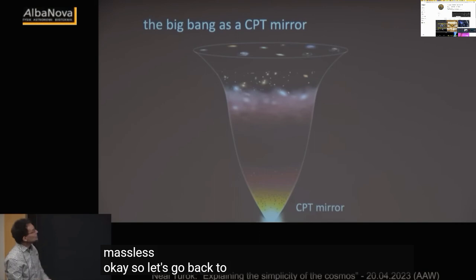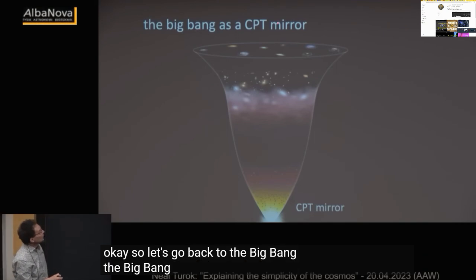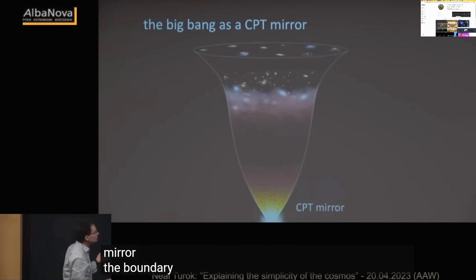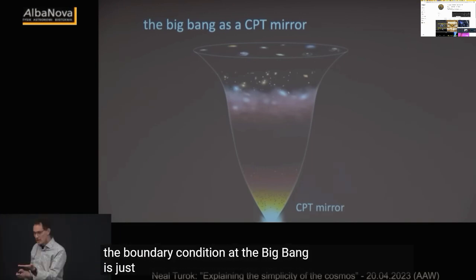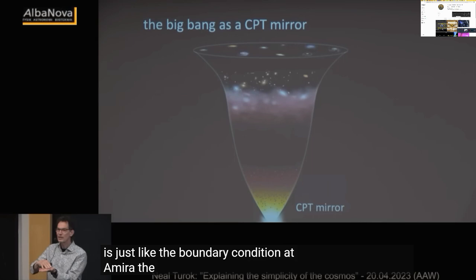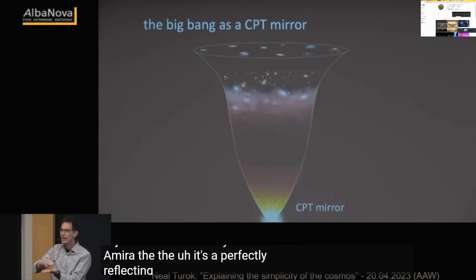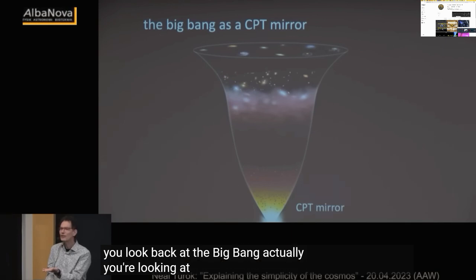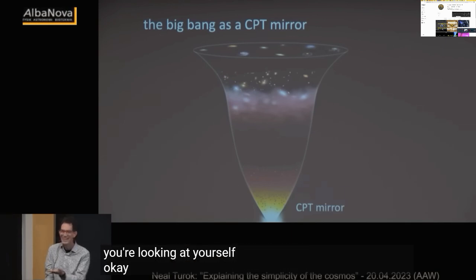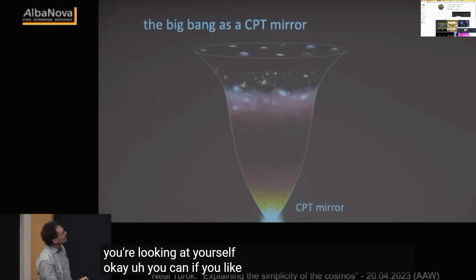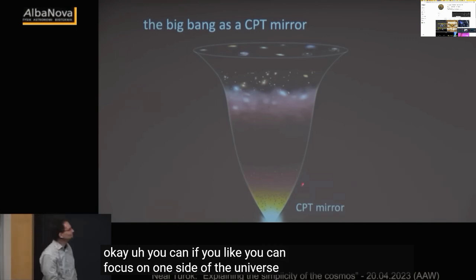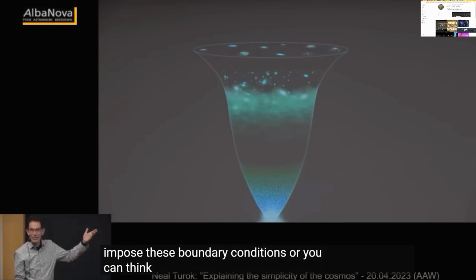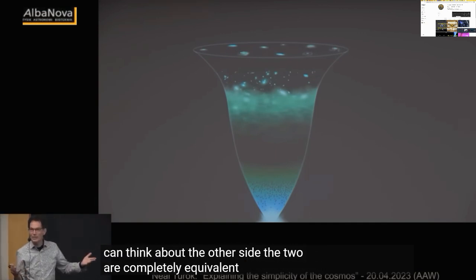Okay, so let's go back to the Big Bang. The Big Bang is, in our picture, a CPT mirror. The boundary condition at the Big Bang is just like the boundary condition at a mirror. It's a perfectly reflecting boundary condition. So when you look back at the Big Bang, actually you're looking at yourself. Okay. You can, if you like, focus on one side of the universe and impose these boundary conditions, or you can think about the other side. The two are completely equivalent.